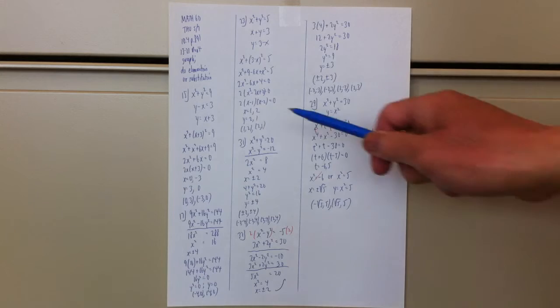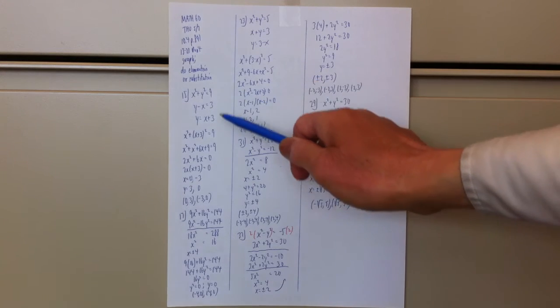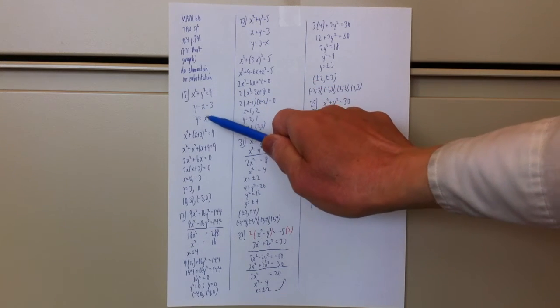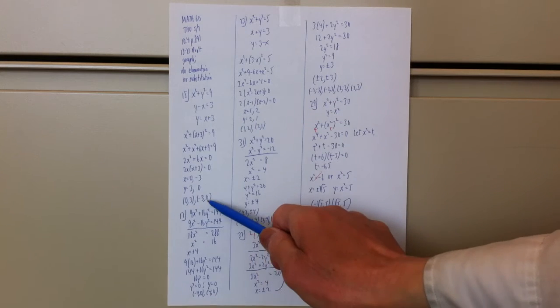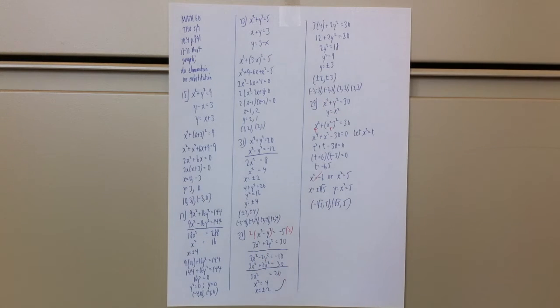So in other words, if I were to graph this with 100% accuracy, it's a circle. If I were to graph this with 100% accuracy, it's a line. This is where those two graphs would touch, at (0, 3) and (negative 3, 0).